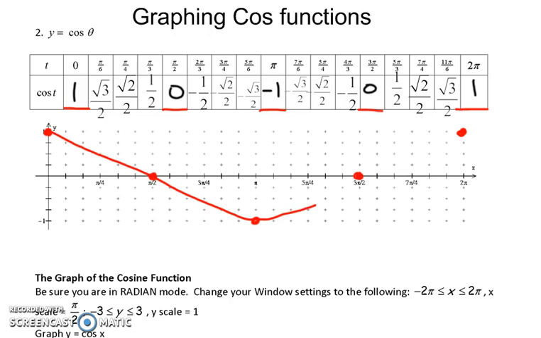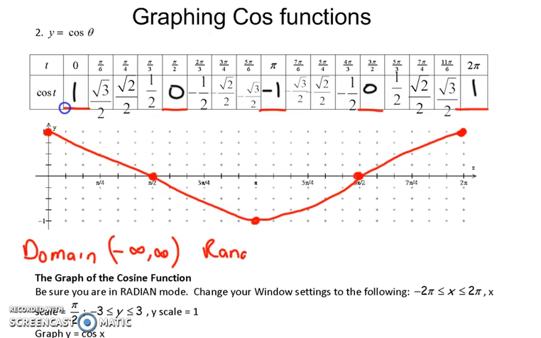we can draw our graph. Notice it is a curve, it's not a V. If you graph it on your calculator, you will also see that it is continuous, with the domain still being negative infinity to infinity, and our range being negative 1 to 1. Okay?